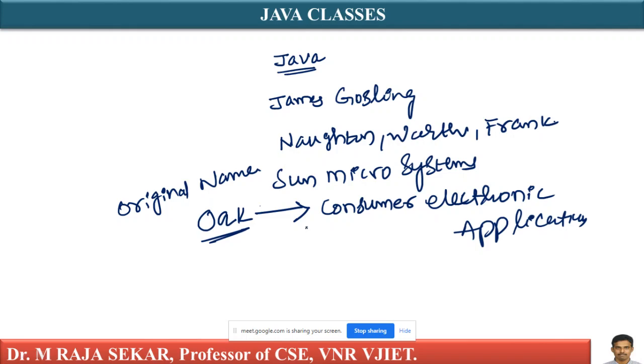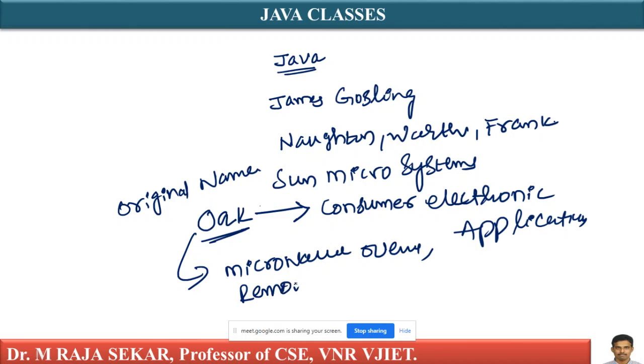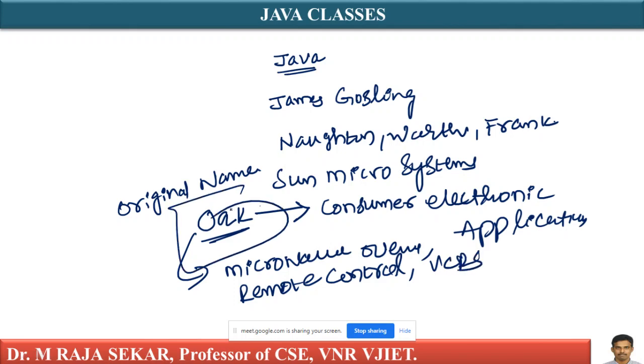This language was used in operating microwave ovens, remote controls, and VCRs. In these devices, the language Oak was used.